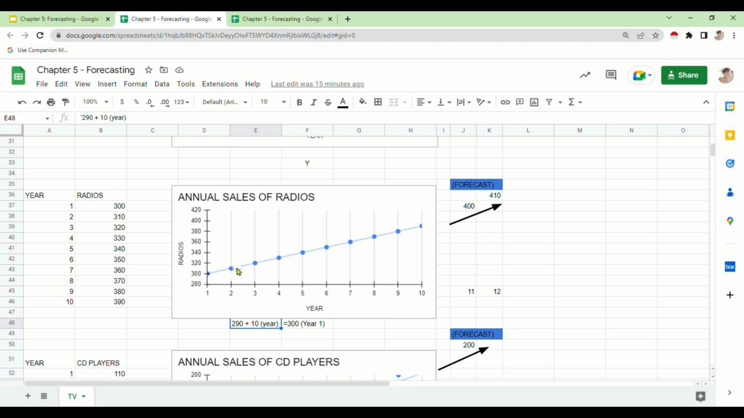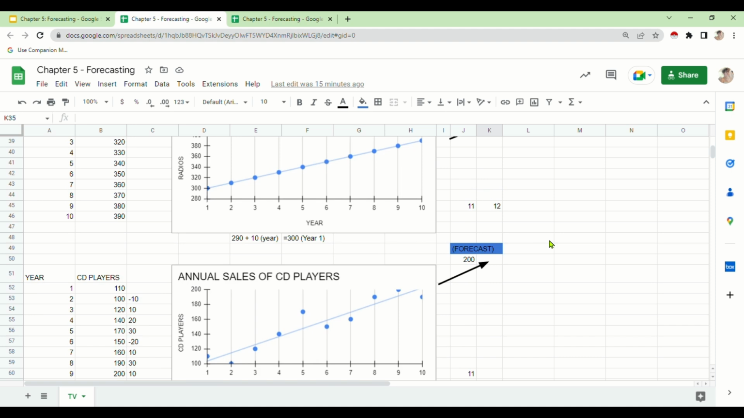So with the available data, a reasonable estimate of radio sales for year 11 and 12 would be 400 and 410, respectively.